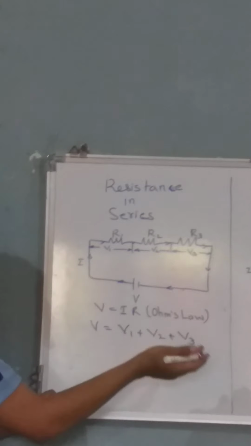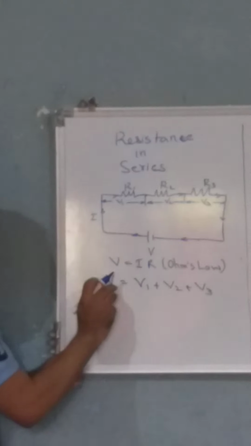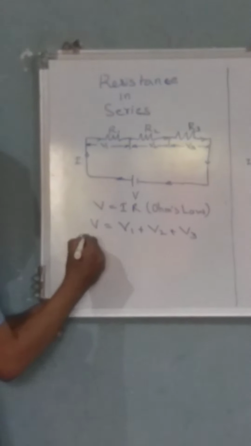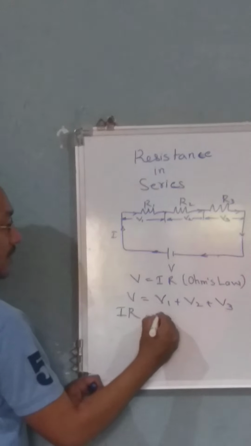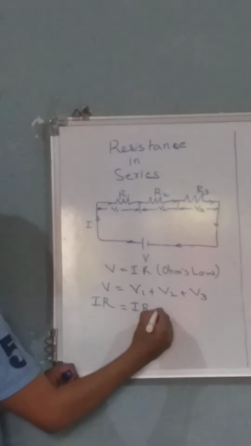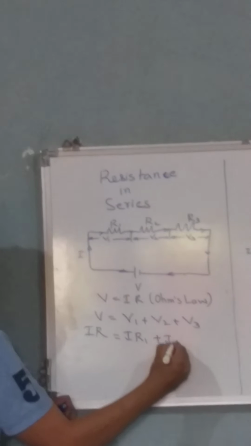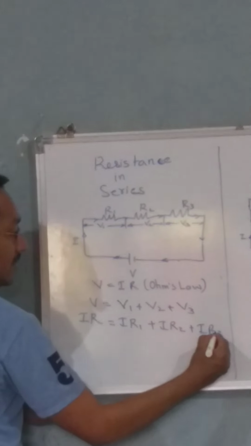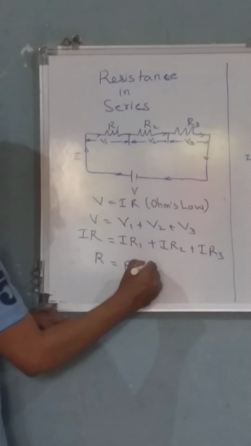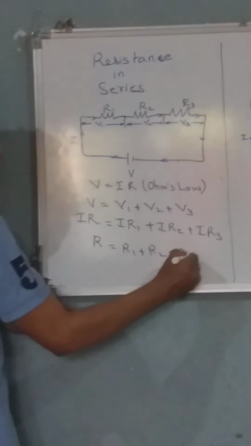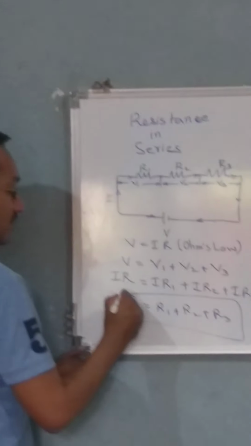Now, simplifying, again using Ohm's law. What is V exactly? V is equal to I into R. What will V1 be? V1 will be I into R1. V2 will be I into R2, and V3 will be I into R3. As a result, what is the final consequence? By cancelling I throughout the equation, we get R is equal to R1 plus R2 plus R3. This is the final equation we are using.